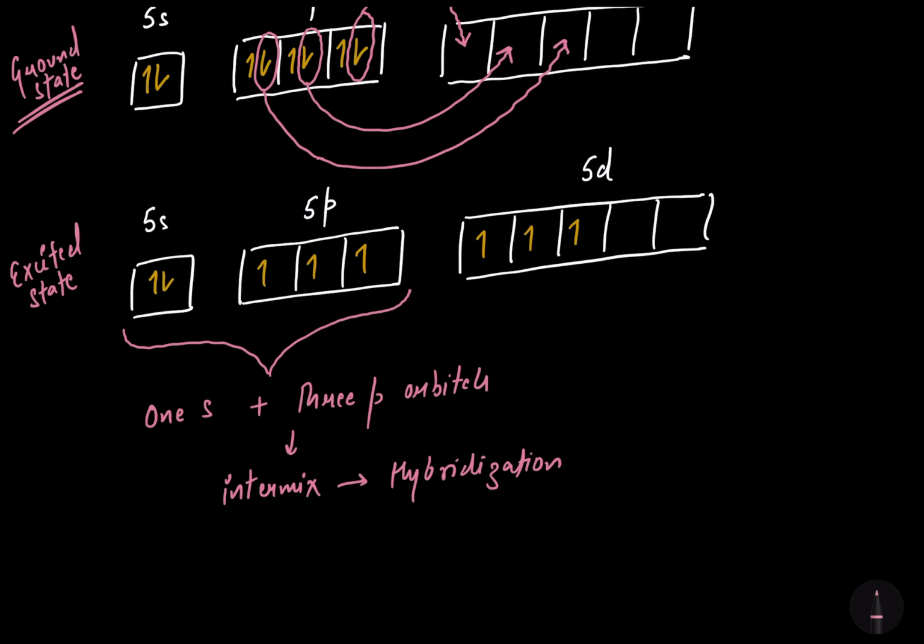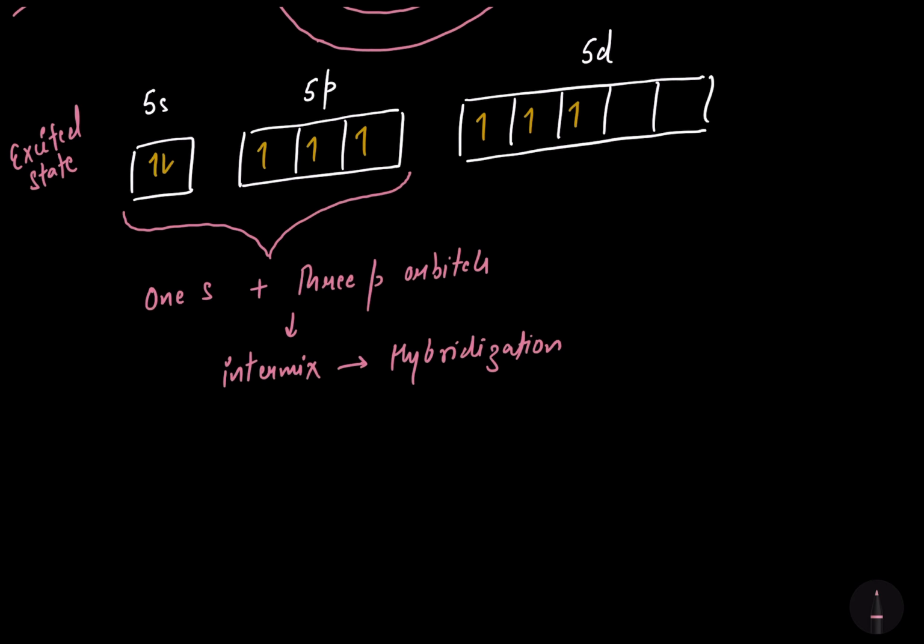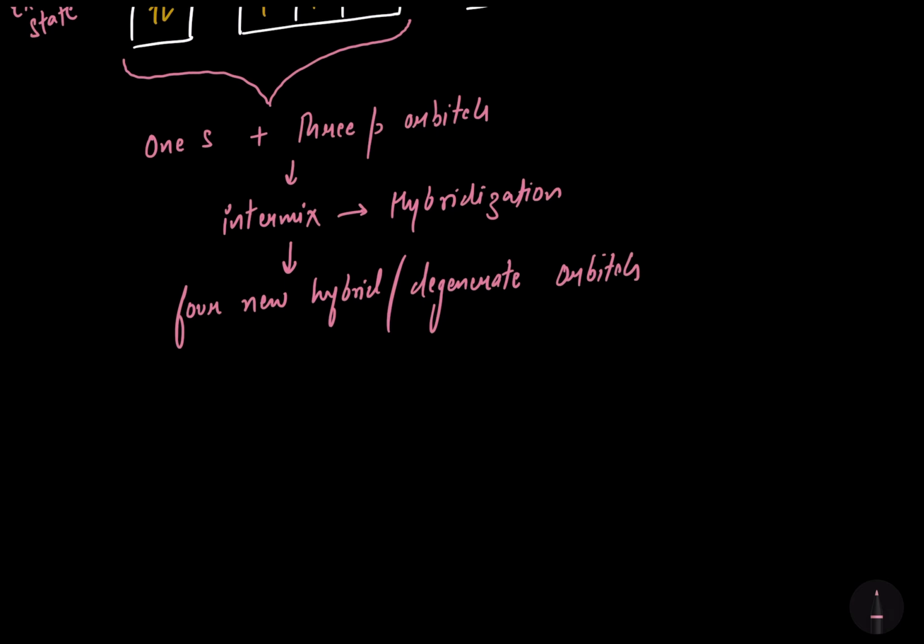This intermixing is called hybridization. Here the 1s and 3p, a total of 4 atomic orbitals, have mixed, so we will get 4 new hybrid orbitals. The 4 new hybrid orbitals are degenerate, which means all of them will have equal energies. So we got the 4 new hybrid orbitals because we have mixed a total of 4 atomic orbitals, that's 1s and the 3p.